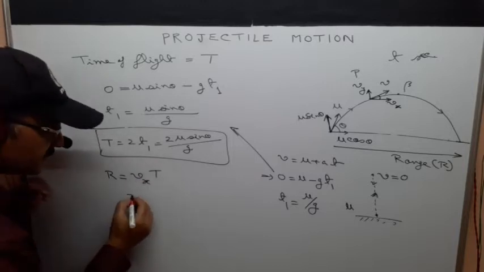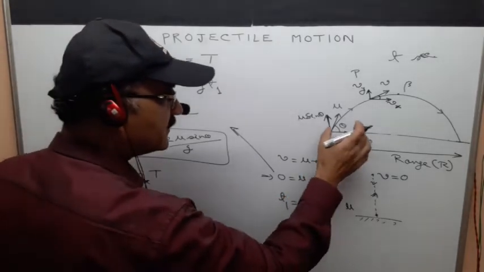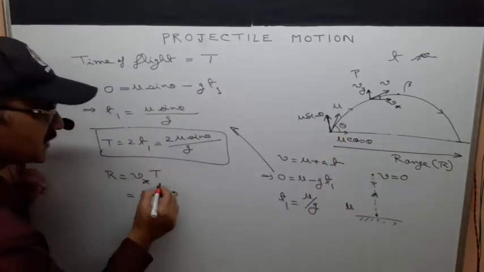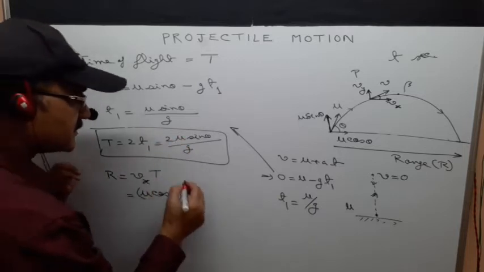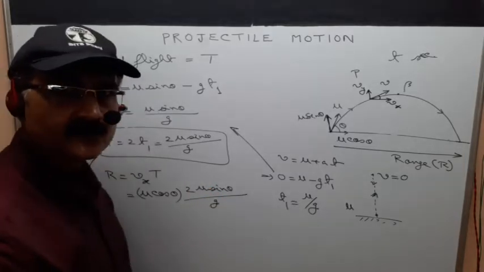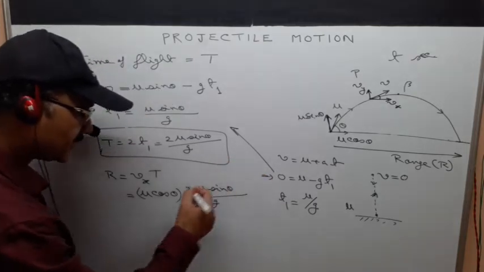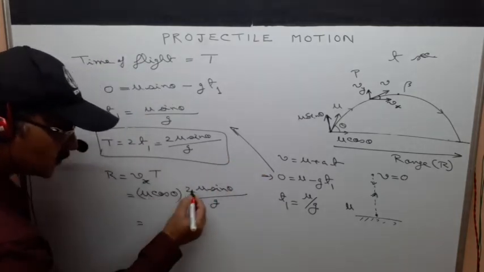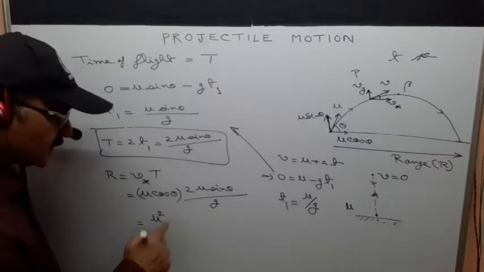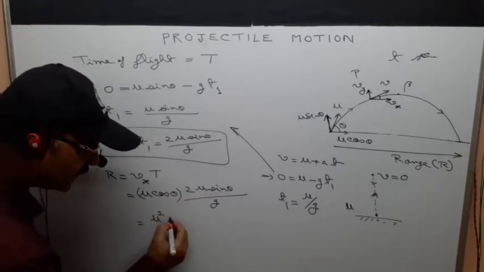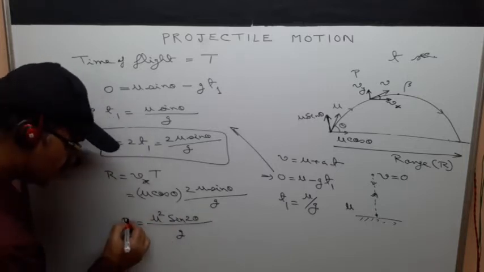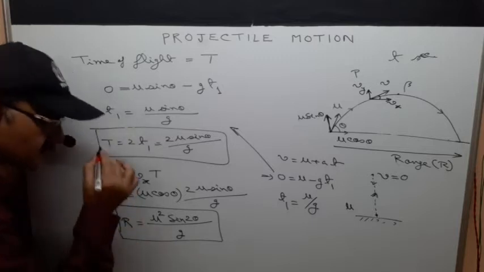So if you multiply by putting the values, Vx is u cos theta, time of flight is 2u sin theta by g. So what do you get? We get u, 2u here, so u square, 2 sin theta cos theta, we combine it to make it sine of 2 theta divided by g. So the formula for the range is this.